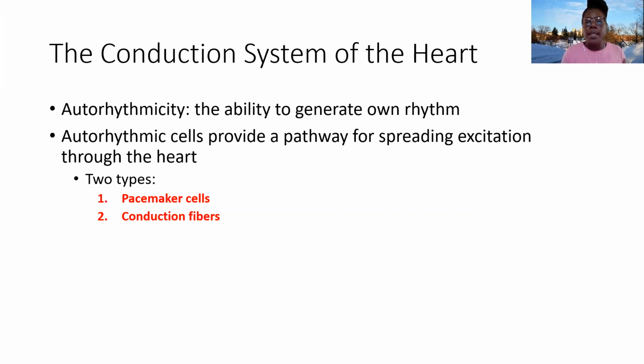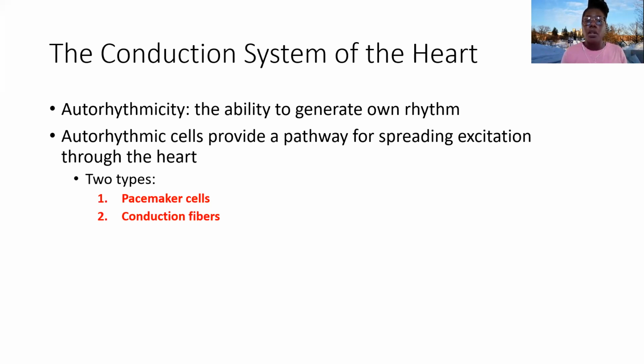Now, these are only the autorhythmic cells. There are other types of cells in the heart. We call them contractile cells, and they make up a much larger proportion of the entire cardiac cells. So a very small percentage are these autorhythmic cells, which are pacemaker cells and the cells that make up conduction fibers, but then a larger chunk of the cells are really contractile cells.